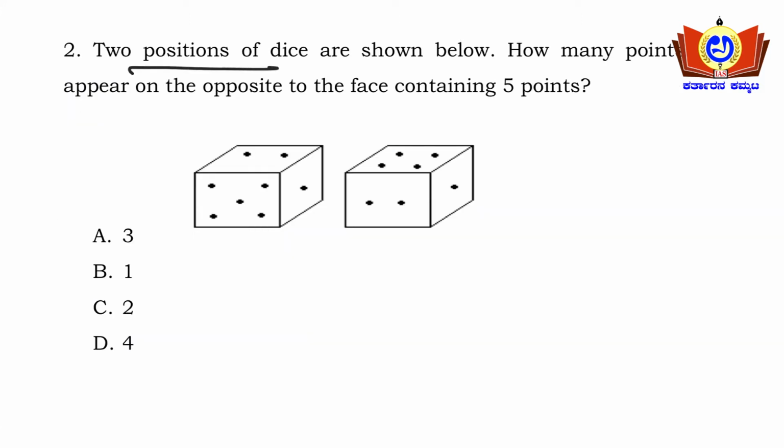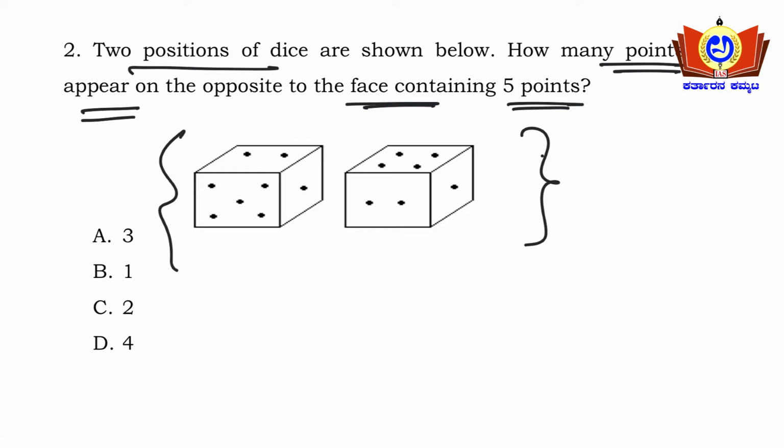2 positions of a dice are shown below. How many points will appear on the face opposite to the face containing 5 points? See friends, actually the reason I have given this figure is that I need to share a trick with you. Whenever only 2 dice are given, this case will be dealt with only for those 2 dice, and they are asking how many points will appear opposite to the face with 5 points.